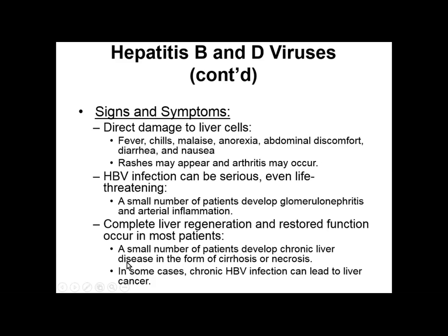However, in a small number of patients, there's going to be a chronic liver disease that develops, and this will manifest itself as cirrhosis or necrosis of the liver. In some cases, chronic hepatitis B infection can also lead to liver cancer. So while hepatitis A and hepatitis E were not oncoviruses, hepatitis B is an oncovirus. It can lead to the development of cancerous cells in the human body.